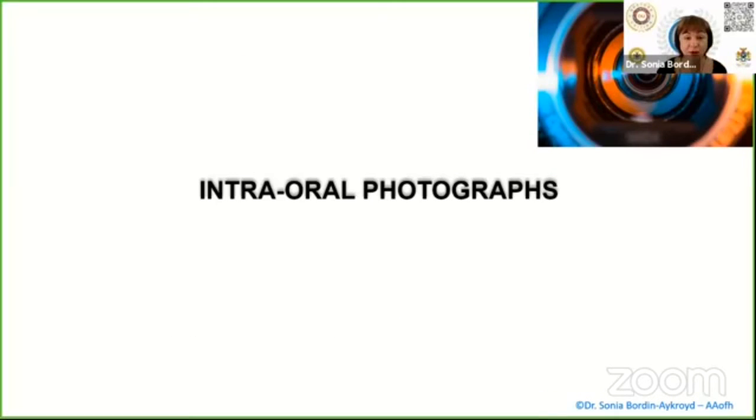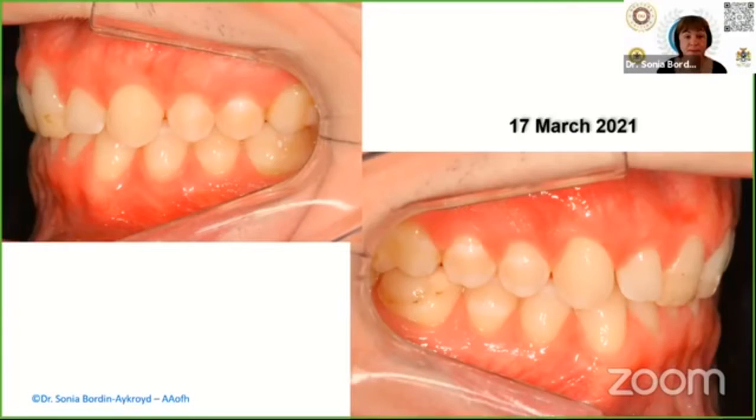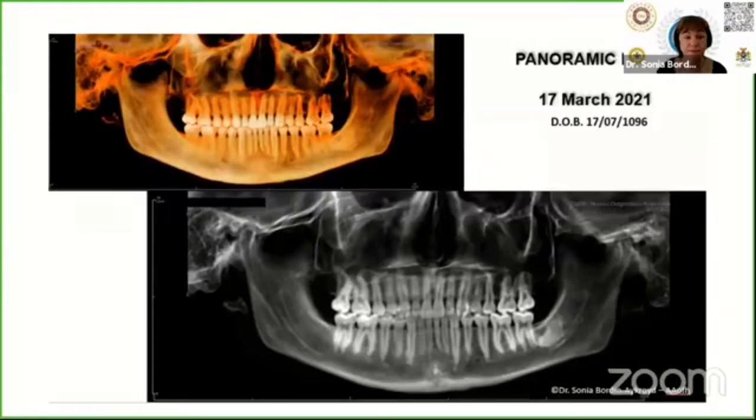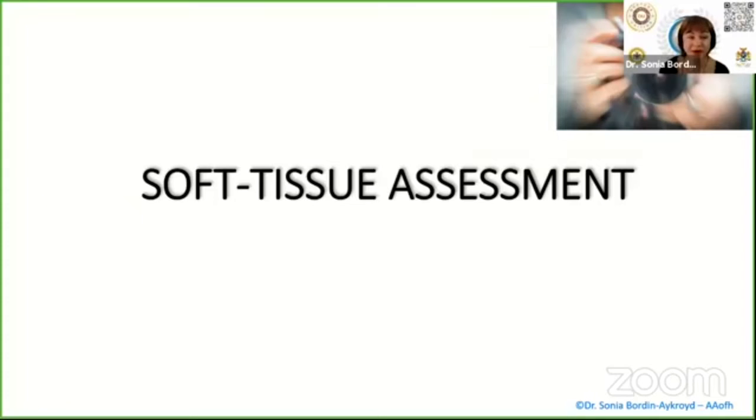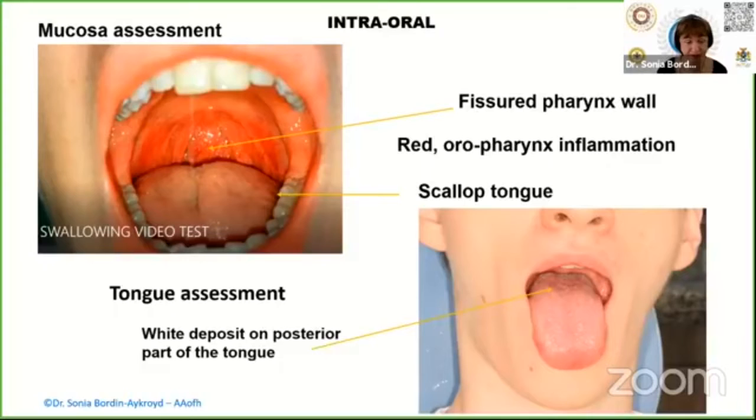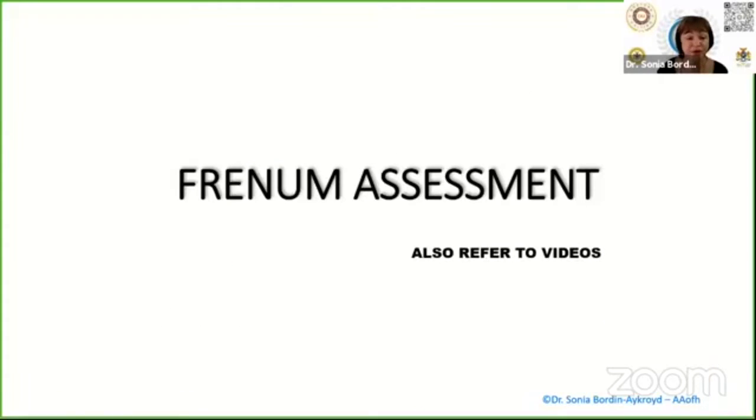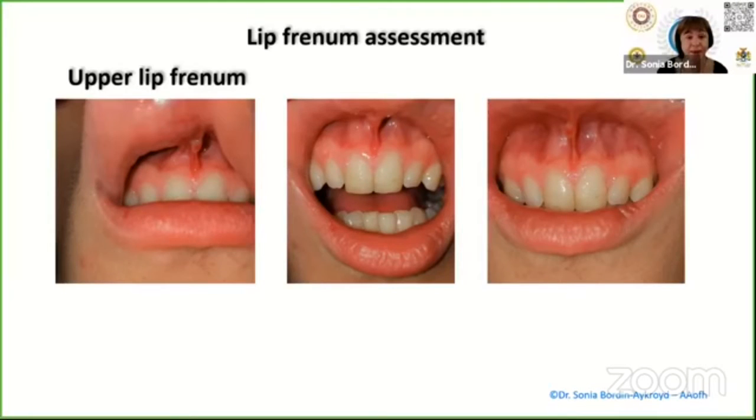Next, we take intraoral photographs and scans, including any relevant images. We zoom in further to do our soft tissue assessment. We look at intraoral mucosas, any sign of soreness, redness, dryness, or signs of oral cancer. We do our frenum assessment, upper, lower lip.